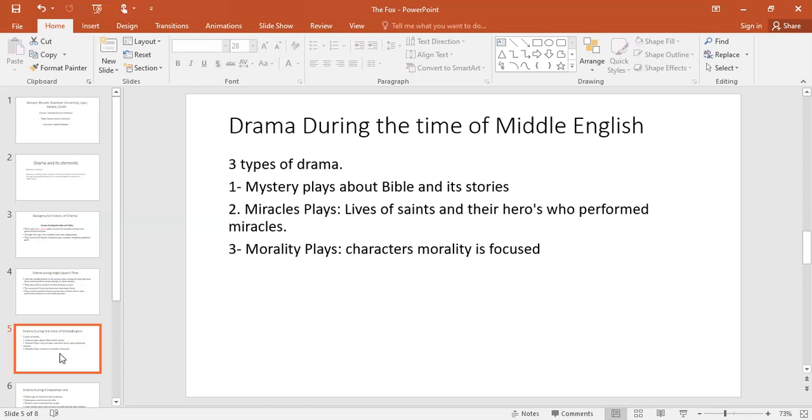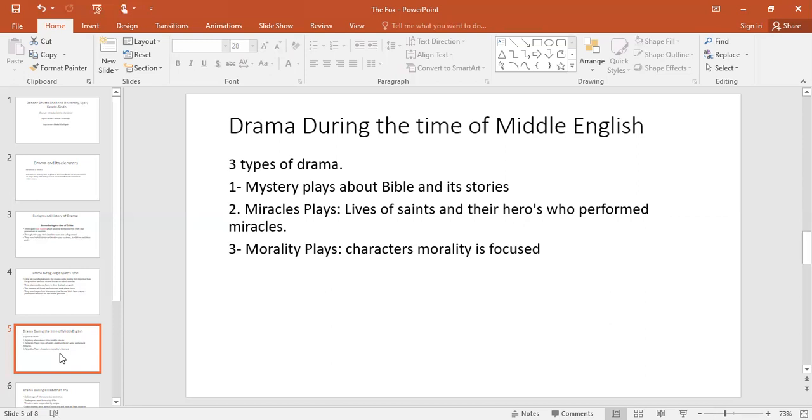And the second type of drama which came during this time, Middle English, was miracle plays. There was mystery plays, and this is the miracle plays. So in miracle plays, they used to focus on the stories which were related to their saints and their heroes. Like if someone from their society or from their ancestors was a saint and he performed a miracle, so they made a drama on that saint, on the life of the saint, and they performed it on the stage.